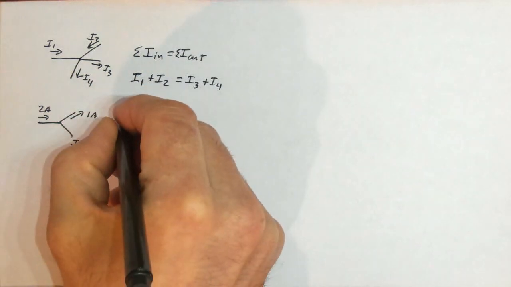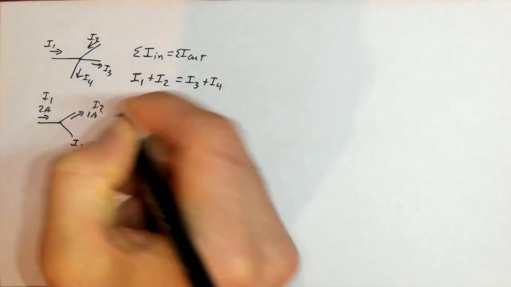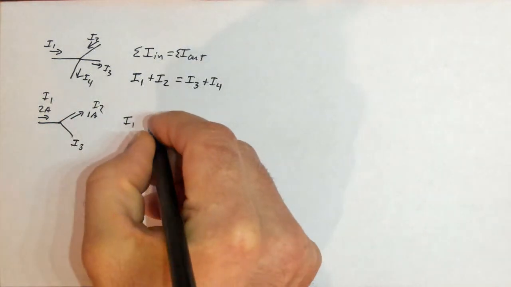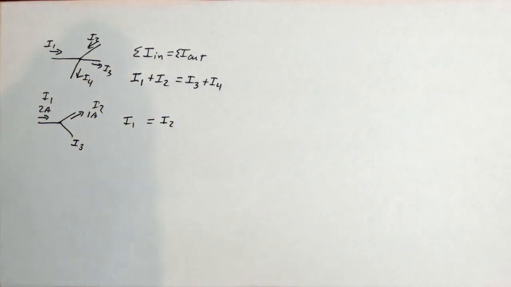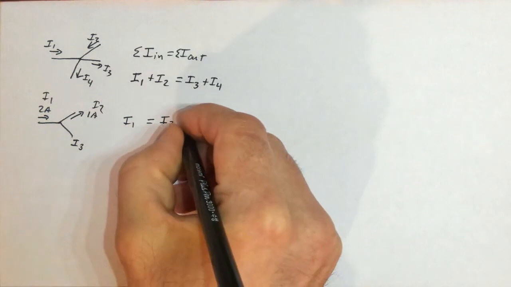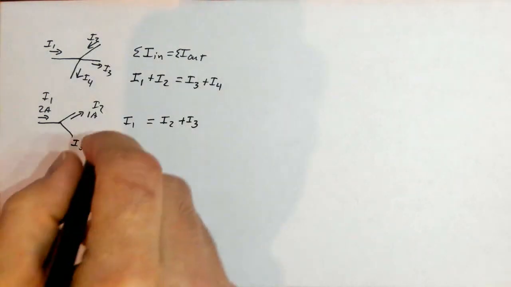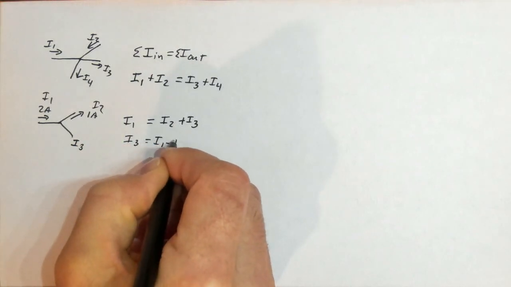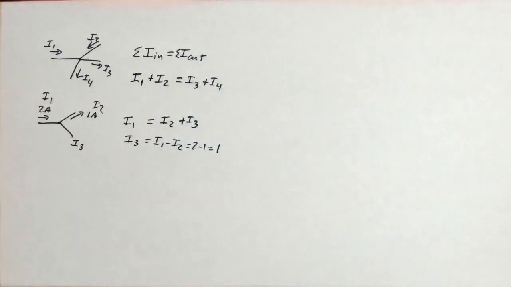I'll call these I1, I2, and I3. So I have I1 as an input, and I'm choosing it to be the only input. Then I have I2, which is definitely an output. And then I3, I'm going to just assume it's an output, so plus I3. And I could be wrong, but it's okay. I'll show you how to correct that. If I solve for I3, I get I1 minus I2, which is 2 minus 1, which is 1, a positive 1, which means I was correct in my guess.